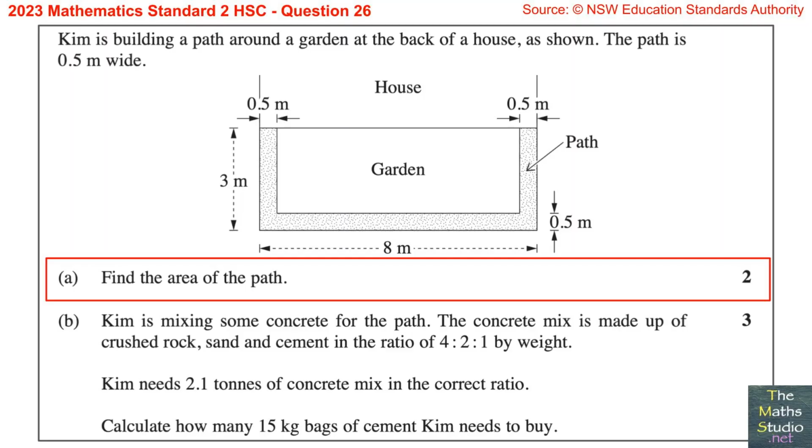Question 26. Kim is building a path around a garden at the back of a house as shown. The path is 0.5 meters wide. Part A. Find the area of the path.